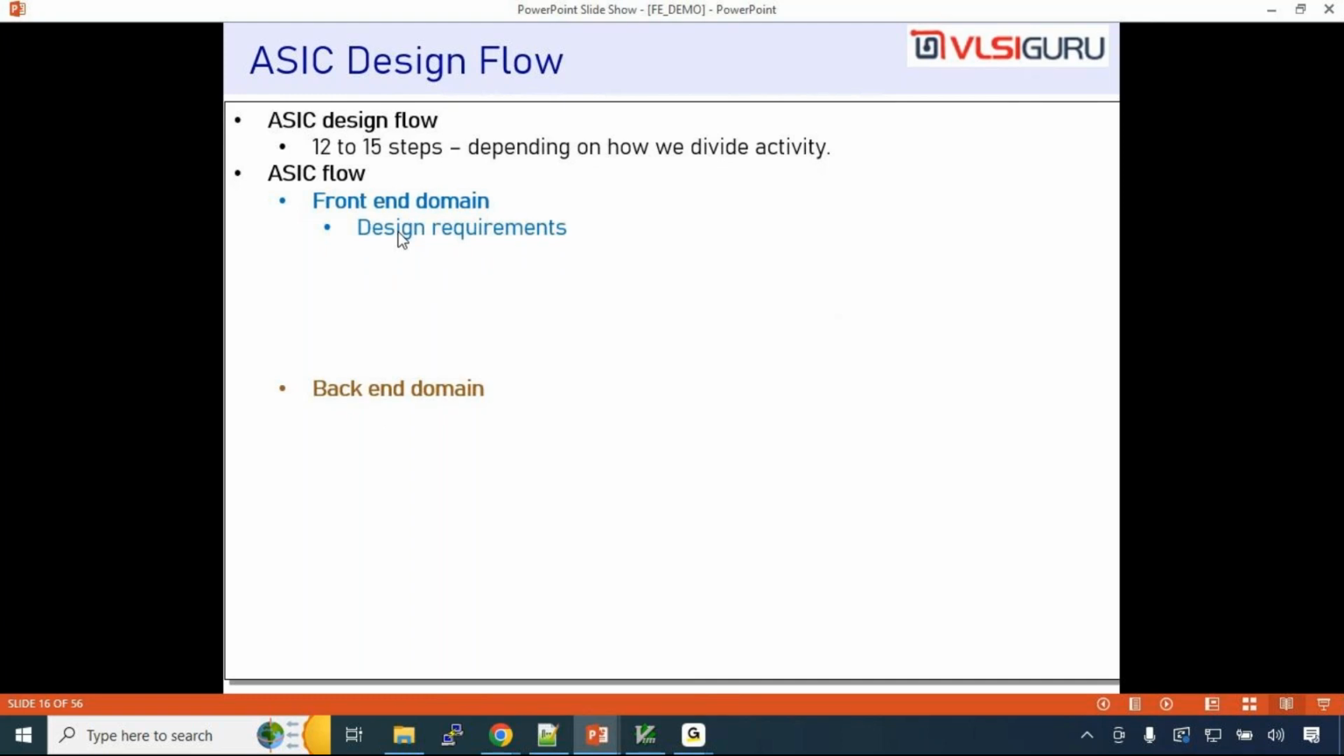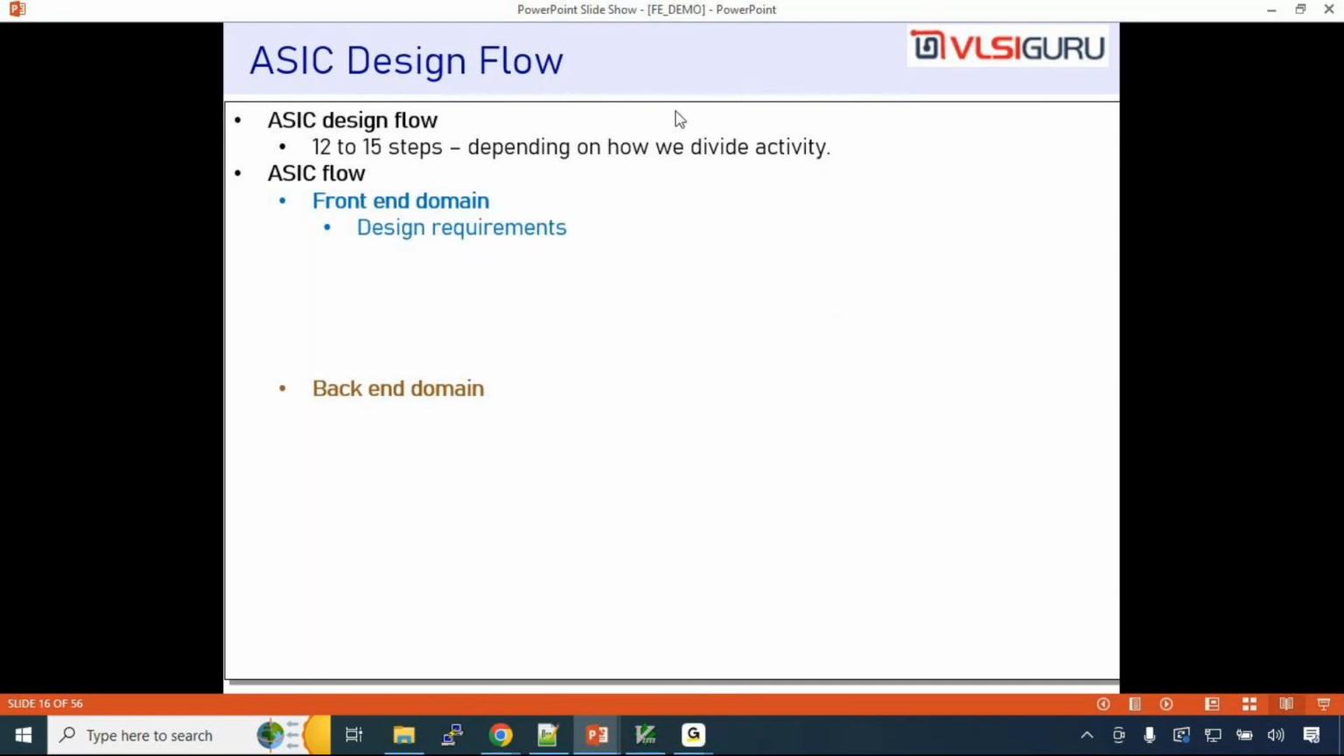The front-end domain starts with what? Requirements. Like in house construction, how did you start? Will you start directly by putting in the foundation? No, right? You will first write down what you want from the house: how many floors, how many buildings, how many rooms, all that. Same here, that is called requirements. In a chip, what are your requirements? What kind of processor you want, what kind of USB, what kind of display, what kind of memory. You list down all the requirements.